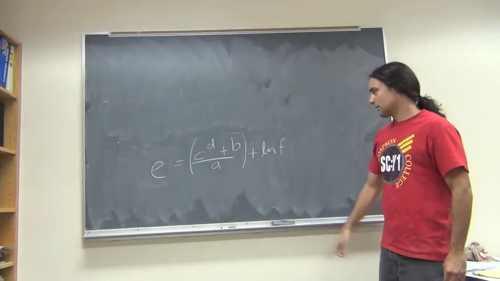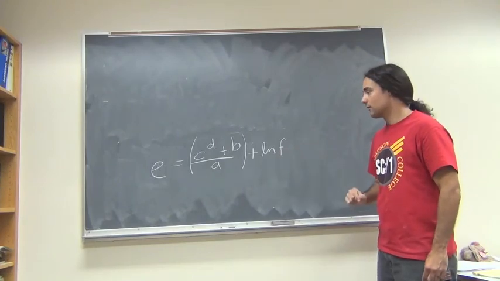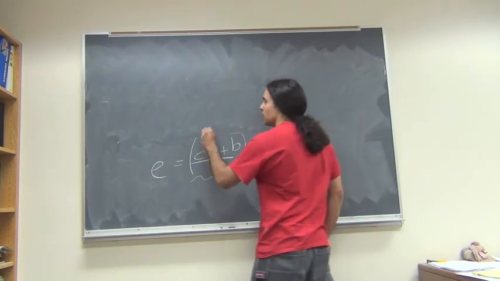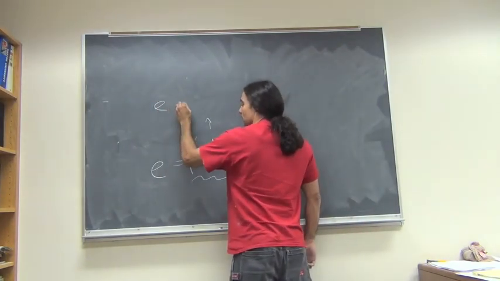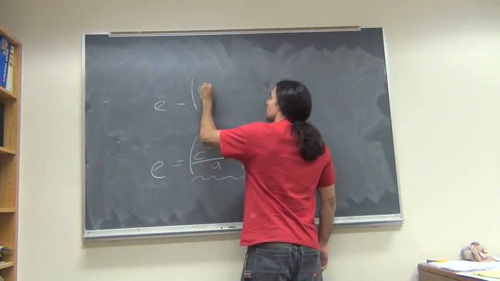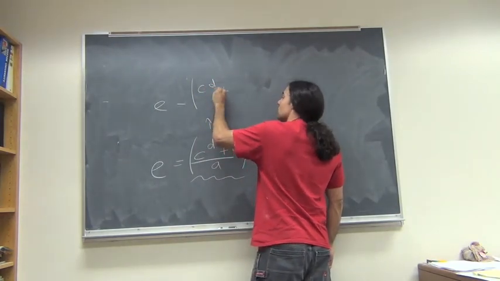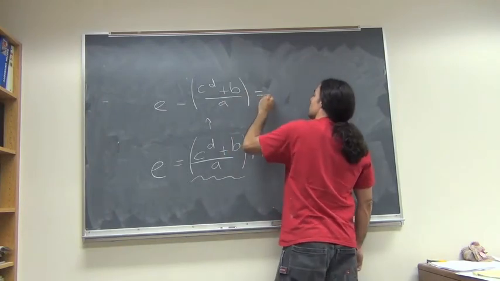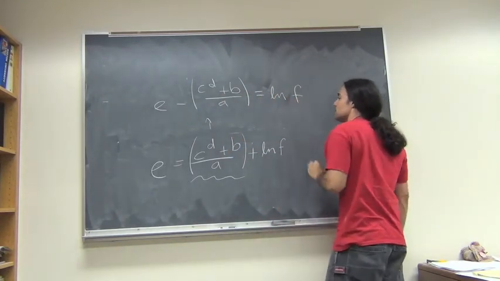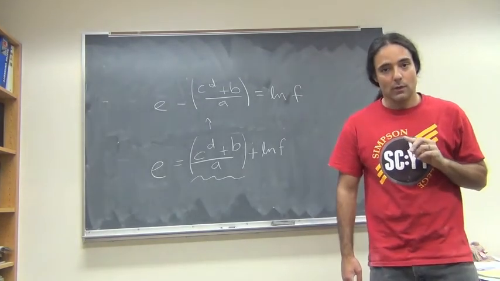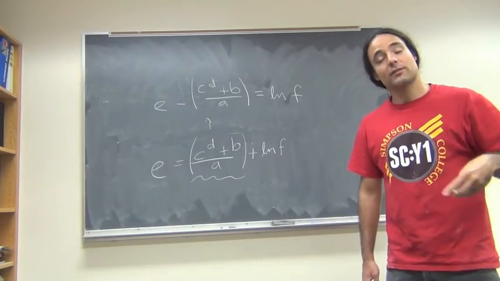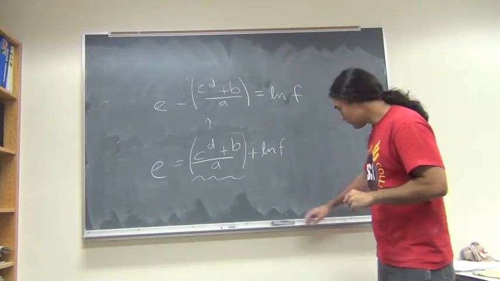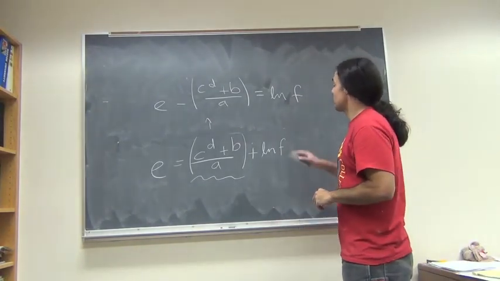Let's see. I've got this equation. I want to solve for log f. Let's move this guy over to the other side. So that'll be, in this way, e minus c to the d plus b over a. This has got to equal log f. How do I undo the log? What's the opposite of a natural log? Well, that's taking e to some power.